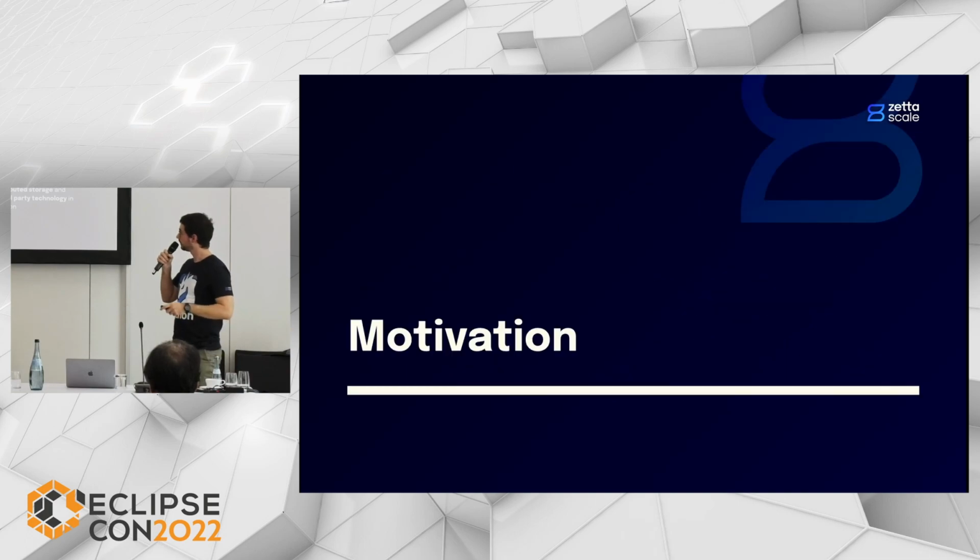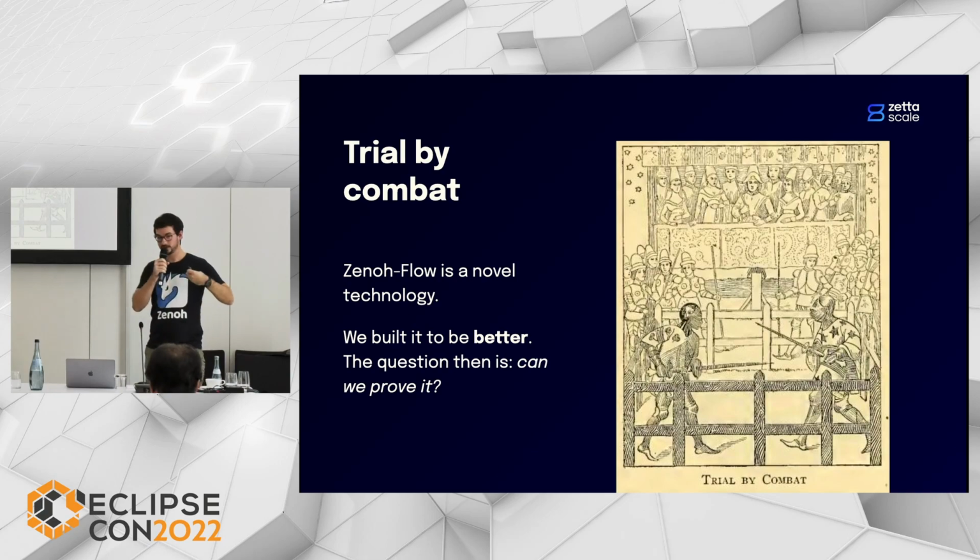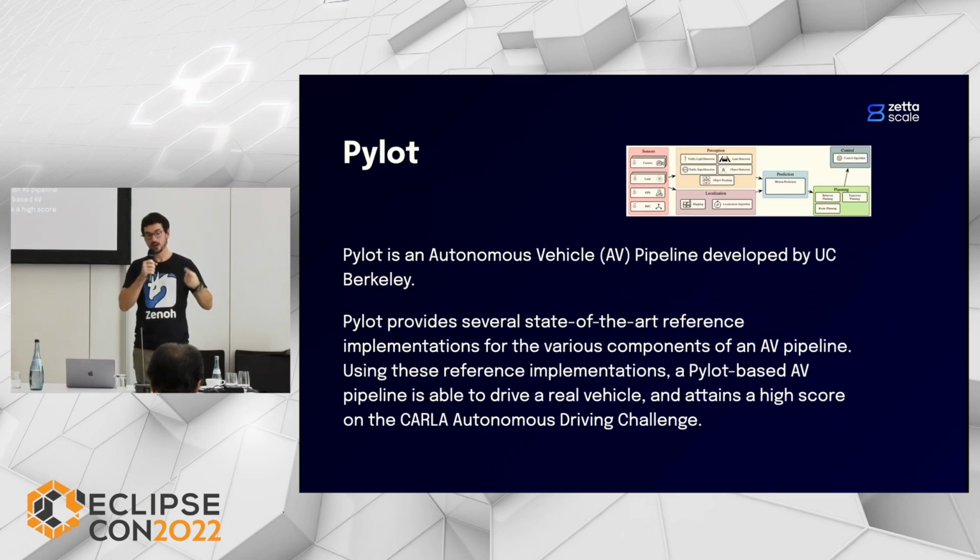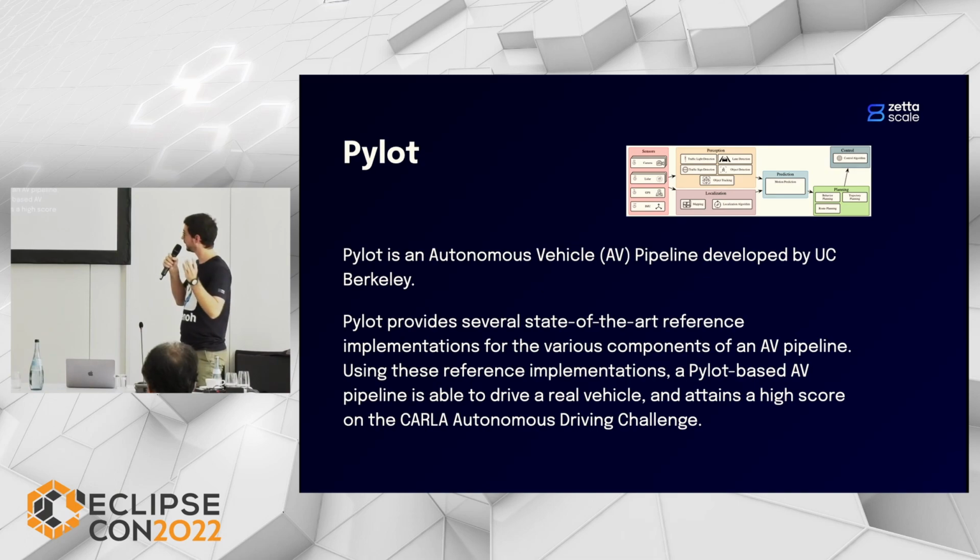All right. As I mentioned earlier, the motivation for this talk is, okay, we built Zenoh-Flow, it is novel, we built it to be better. Now, can we prove it? The idea was to tackle something that is a bit intense in order to prove that we can do it. So we took Pylot. Pylot is an autonomous driving pipeline developed by Berkeley. It provides state-of-the-art reference implementation for the components. Here there would be the perception, the prediction, and the planning. What we did is that we took these components, and underneath Pylot there is a framework called ERDOS. We removed ERDOS and put Zenoh-Flow instead.